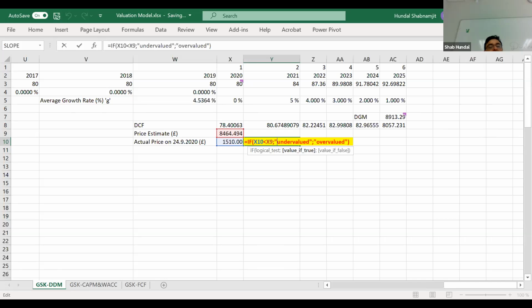That this 8464 should be the price, but the price is below what it should be. So basically, the equilibrium price is more than 5 times higher based on the estimate. So GlaxoSmithKline is an underperforming stock.